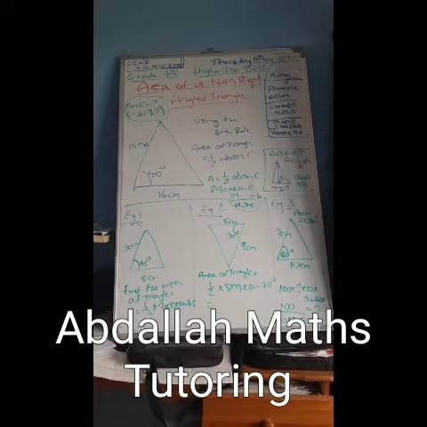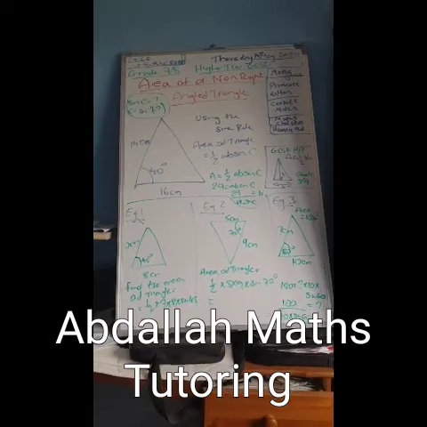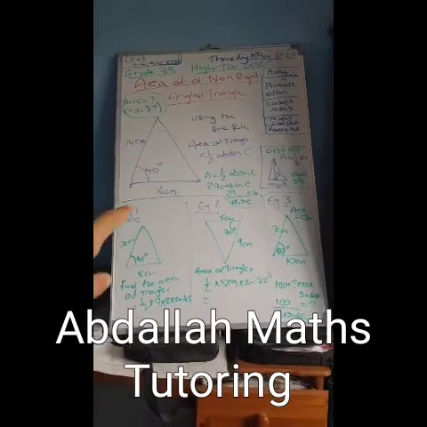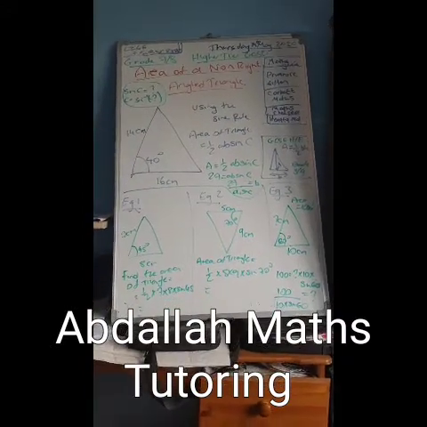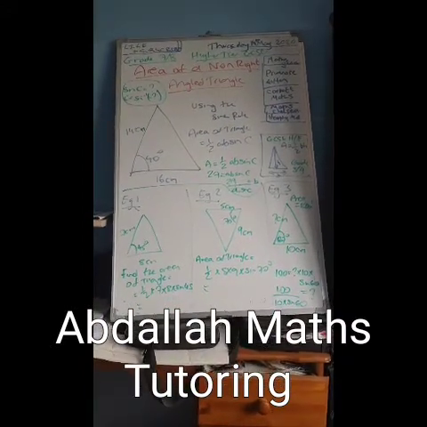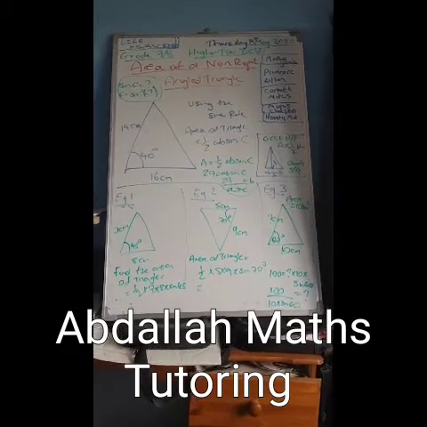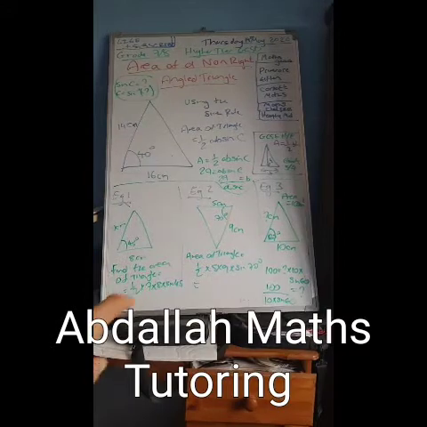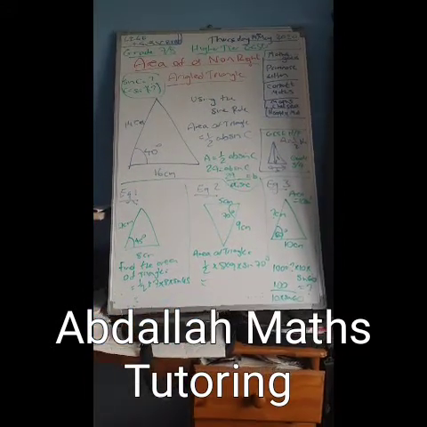If you are given a triangle that has an angle of 90 degrees inside, then I'd be using the formula a half base times height, the one you would have learned earlier on in the term or in the year. You would also use this formula if you were given a base and a height.